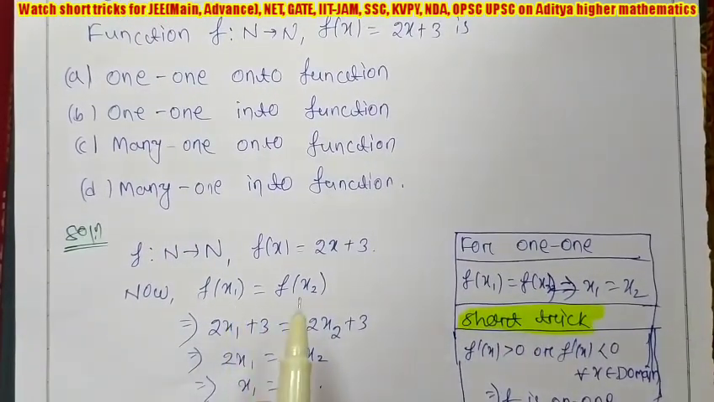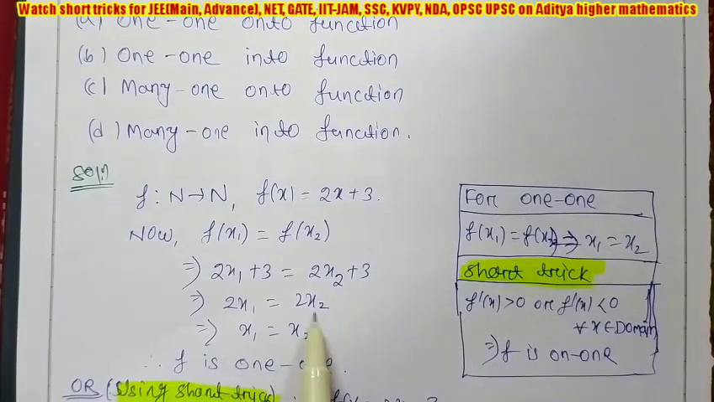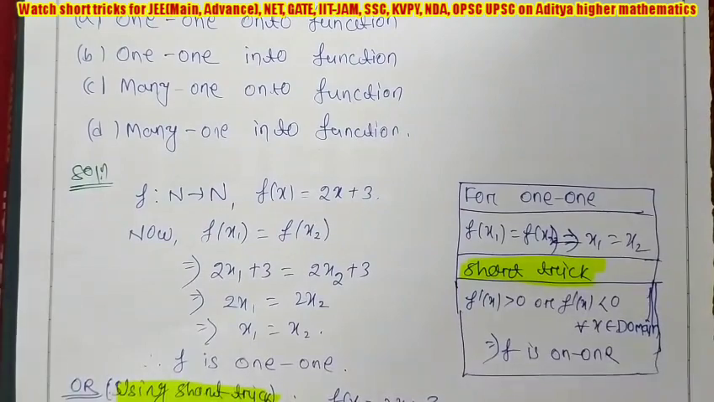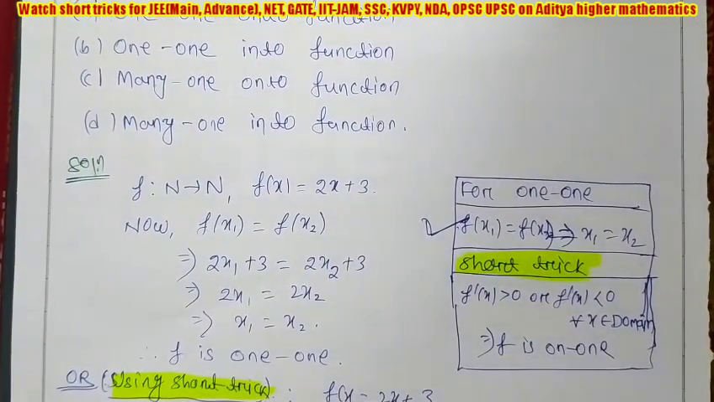First take f(x1) = f(x2), that means 2x1 + 3 = 2x2 + 3. The 3 cancels on both sides. So here we are getting 2x1 = 2x2. Again cancel 2 on both sides. Now it is x1 = x2. So this is the condition you observe. So f is 1-to-1.